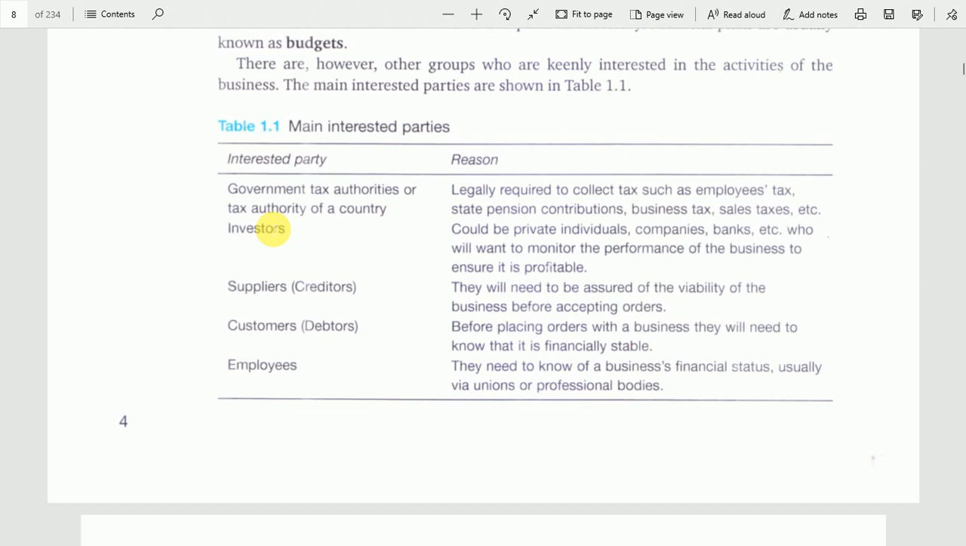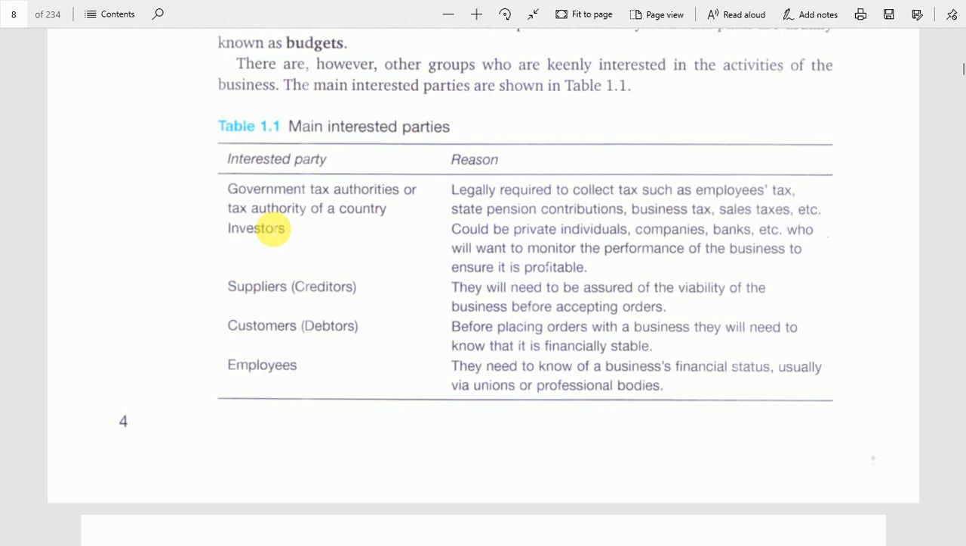Then you have the customers, the debtors. Debtors usually buy goods or services from a company. Those buyers may purchase those goods and services on cash or on credit. So once they are debtors, they purchase services on credit. So you need to assess their financial viability while issuing credits to the customers, whether the customers later on have the ability to pay their debts or not.